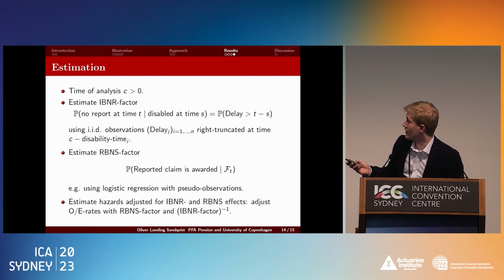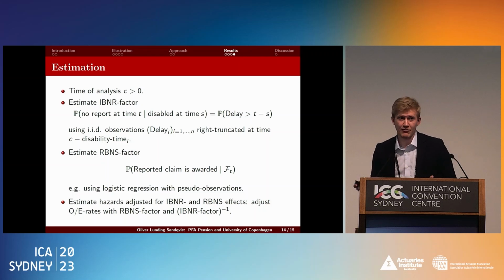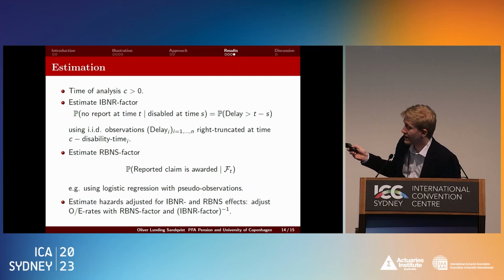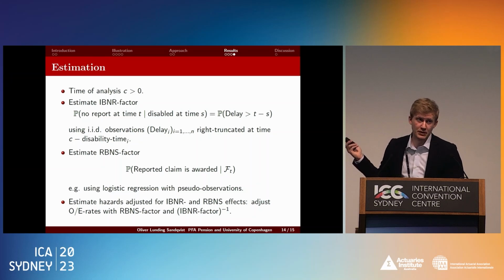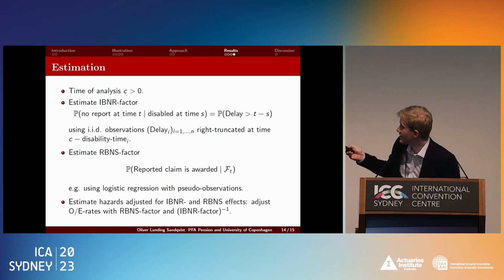We let the time where we do the analysis be given by this little c, which is some positive time. In order to estimate what we call the IBNR factor, which is basically this probability, we first note that if the process is stationary, then this is the same as saying that the delay exceeds the time difference t minus s. And then we can estimate this probability. This is given by the distribution of the delays.